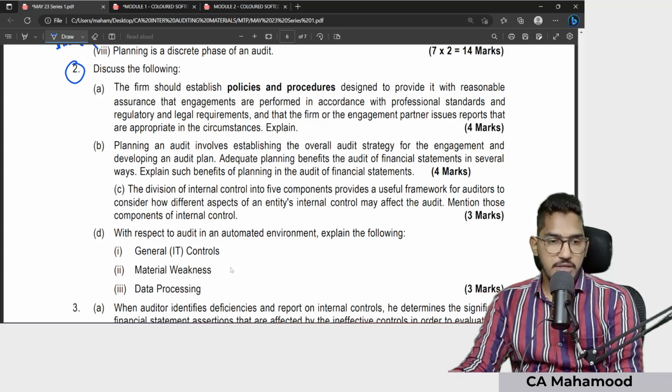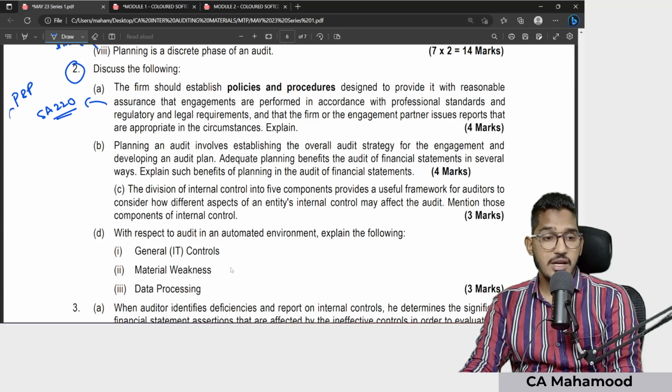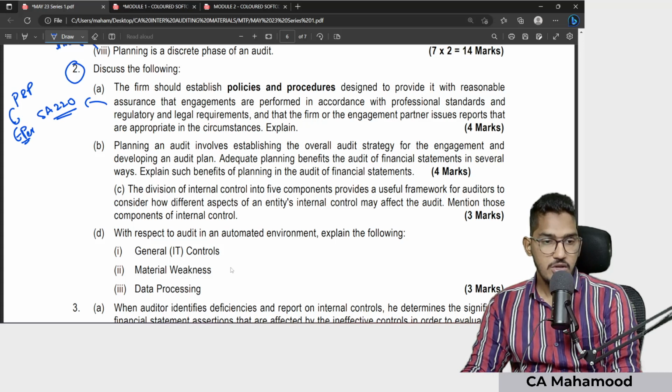The firm should establish policies and procedures designed to provide it with reasonable assurance that engagements are performed in accordance with professional standards and legal and regulatory requirements. So by this you should come to know this is regarding SA 220. And what is the question they are asking? They are asking us what kind of policies and procedures are required to be maintained regarding engagement performance. That's what they are asking.